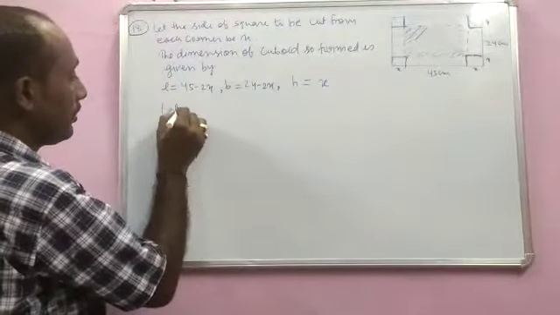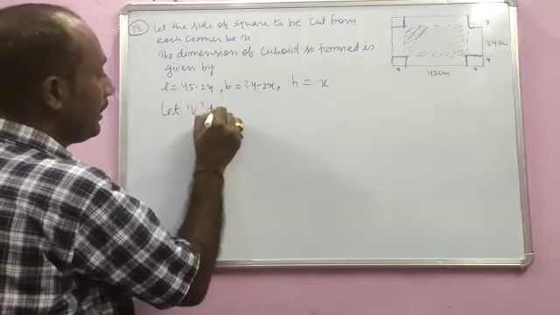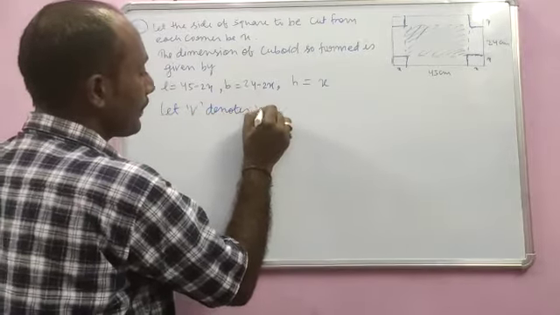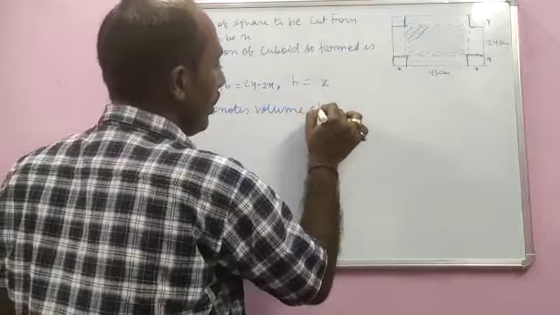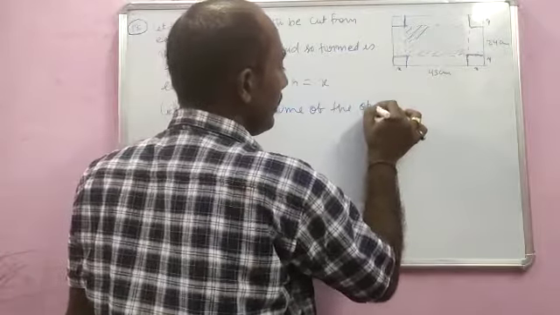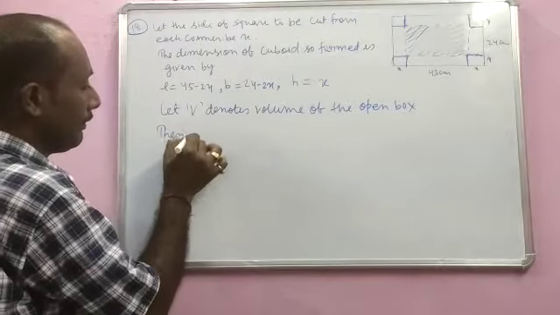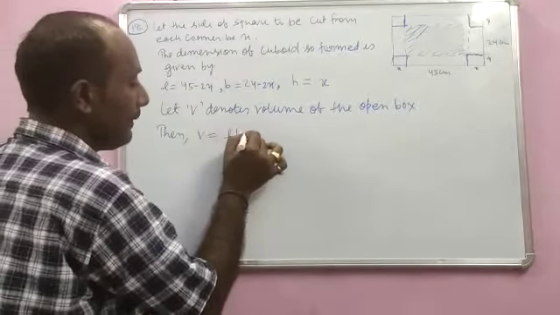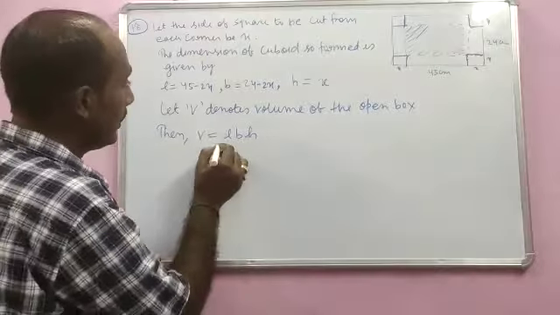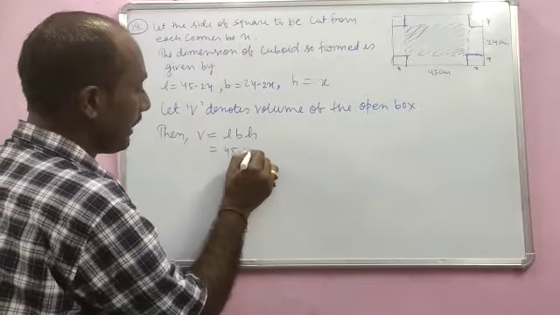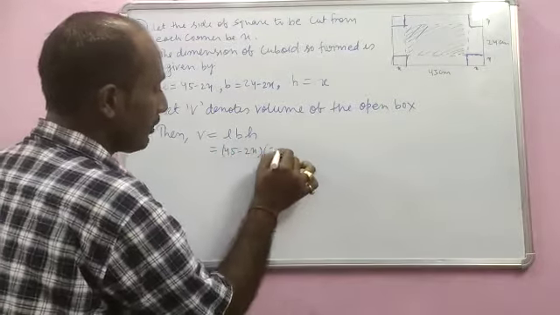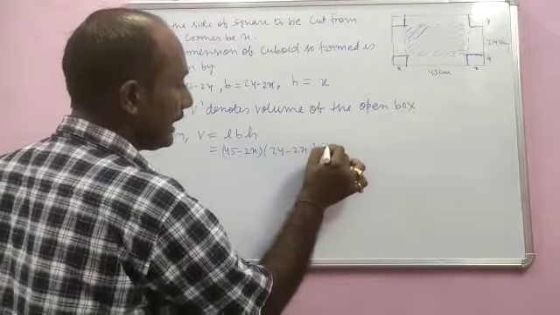So let us first denote the volume. Let V denote the volume of the open box. Then volume is given by LBH, length into breadth into height. So your length part is 45 minus 2x, breadth part is 24 minus 2x, and height is x.